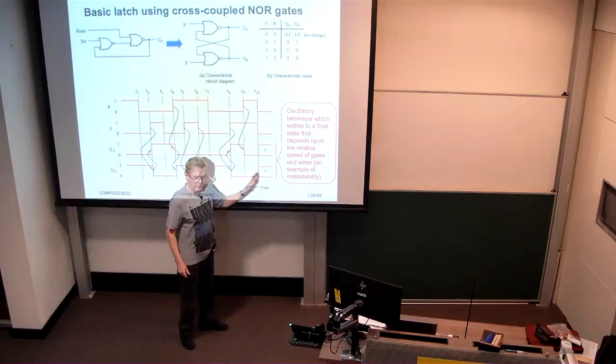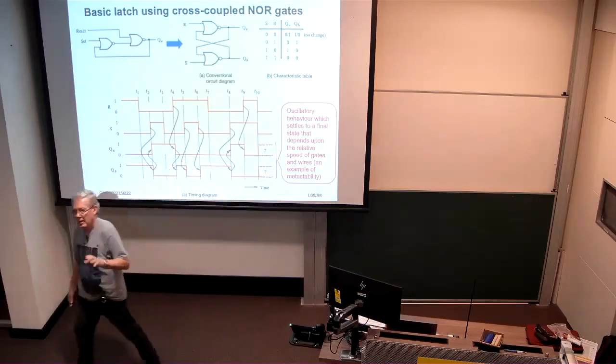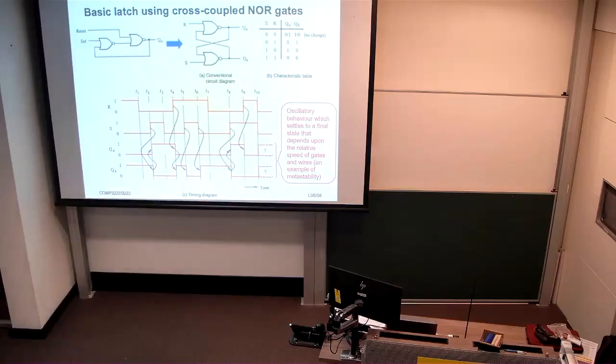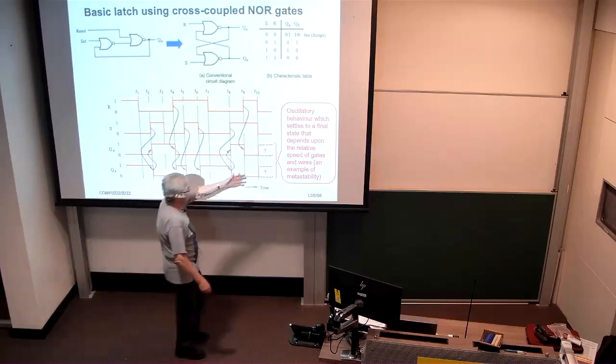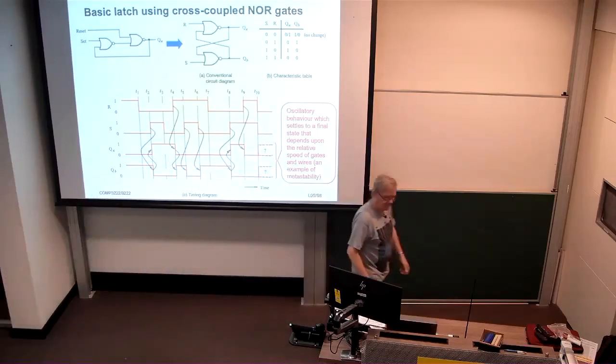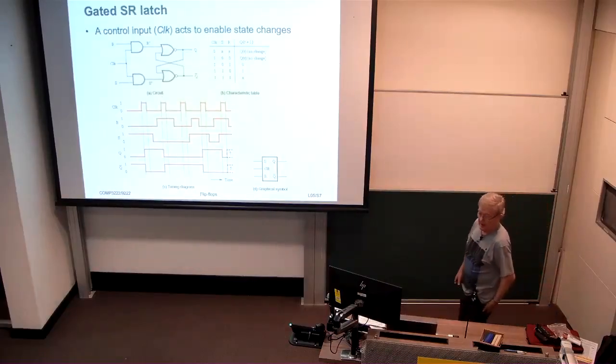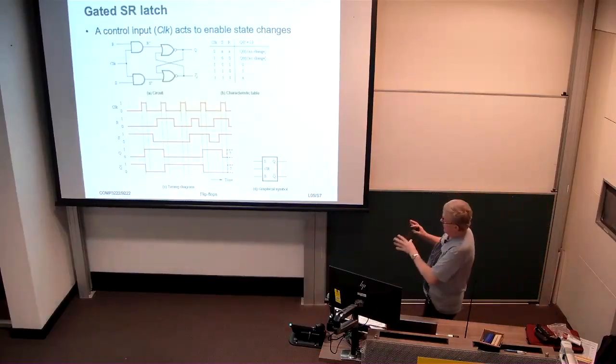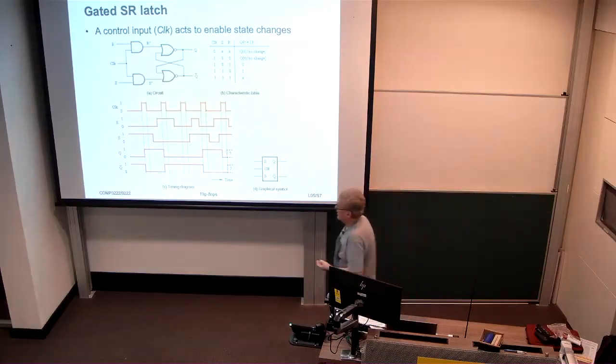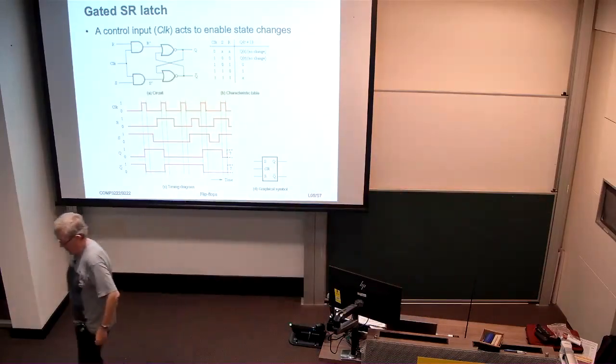But for a period of up to, well, it can be as long as, I think, 100 nanoseconds, you could have this oscillation going on here within the latch. All right? And we can't predict what the next state is going to be. So that's not particularly nice. Before we look at how to remedy that, let's have a look at the gated SR latch.